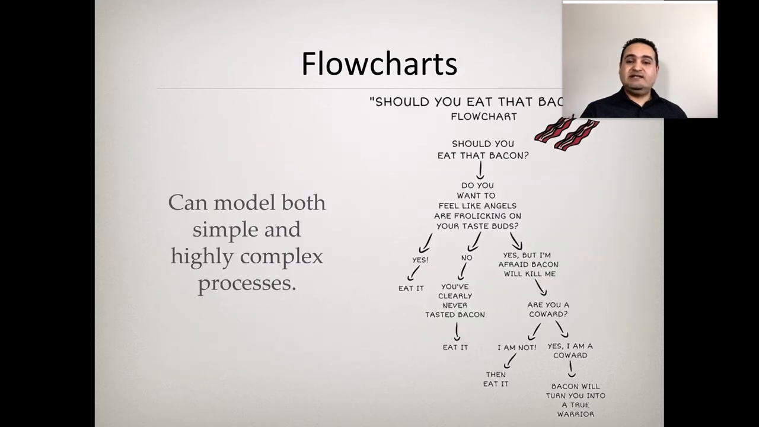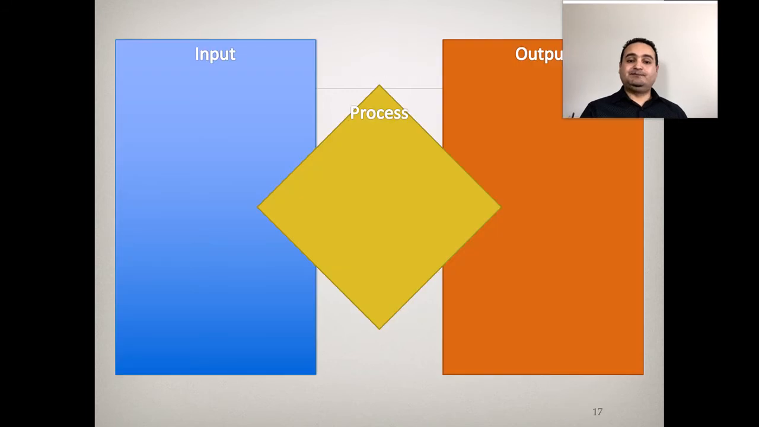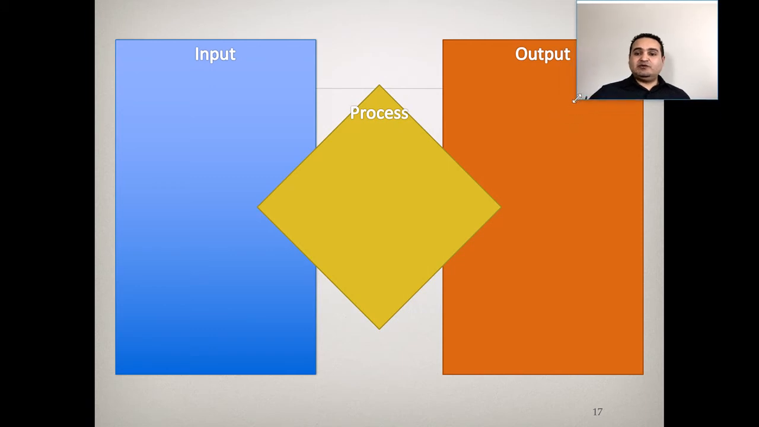This is a simple example of a flowchart, a logic decision that we need to make and how it flows. So, should you eat that bacon? Do you want to feel? I will let you read this and you will understand what we mean by a flowchart and how we create it. To understand flowchart concepts, we need to understand the input, process, output.